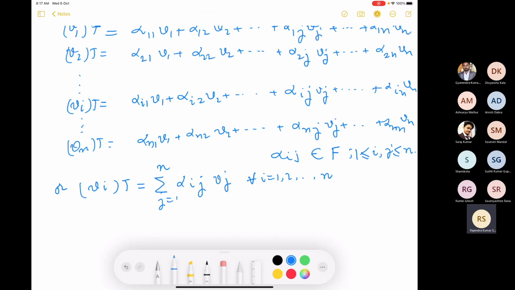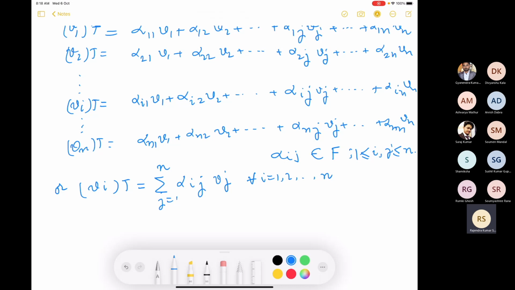Now, just see that there are alpha ij's. So i takes values 1 to n, j also takes values 1 to n. So these are uniquely determined scalars, and they are n squared in number. And as I said, to know any linear transformation T, that means to know Vt, it is enough to know Vi T for every basis vector. This is a phenomenon. And therefore, these uniquely determined linear combinations, these scalars alpha ij in F, will completely determine T.